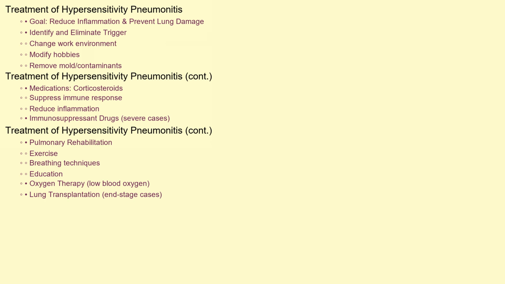Pulmonary rehabilitation, which includes exercise, breathing techniques, and education, can help improve lung function and quality of life. Oxygen therapy may be required if blood oxygen levels are low. In end-stage cases with severe lung damage, lung transplantation may be considered.